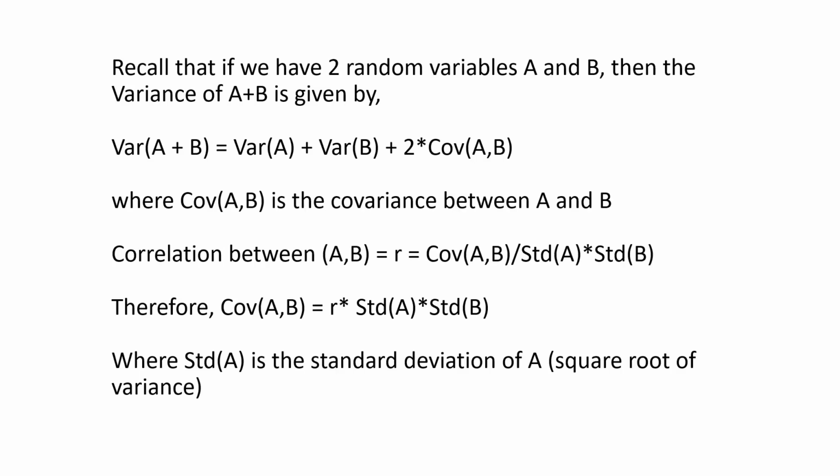Now recall that if we have two random variables A and B, then the variance of A plus B is given by the variance of A plus the variance of B plus 2 times the covariance of A, B. And the correlation between A and B is given by the covariance divided by the product of the standard deviations. So we can write the covariance in terms of the correlation R multiplied by the standard deviation of A times the standard deviation of B, where the standard deviation is just the square root of the variance.